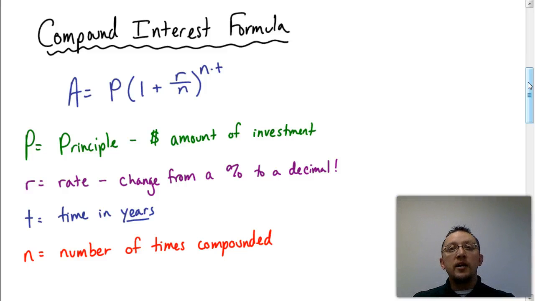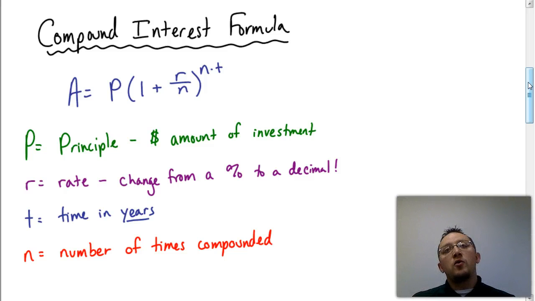Now the rate, they're going to give you that as a percent. You can't do anything with the percent. You need to change the percent to a working number, which is going to be a decimal. You can do that by dividing by 100 or simply by moving the decimal to the left 2 places. So you need to make sure you change that rate from a percent to a decimal.